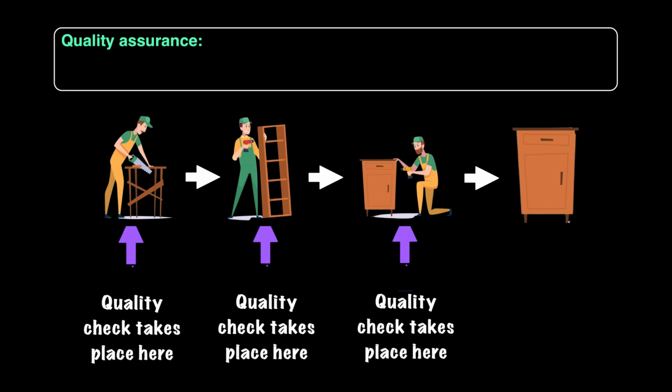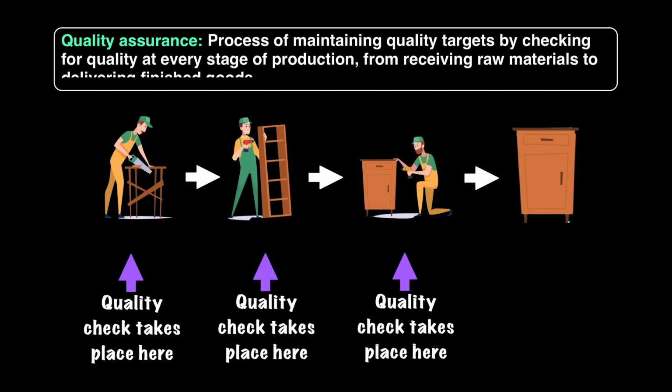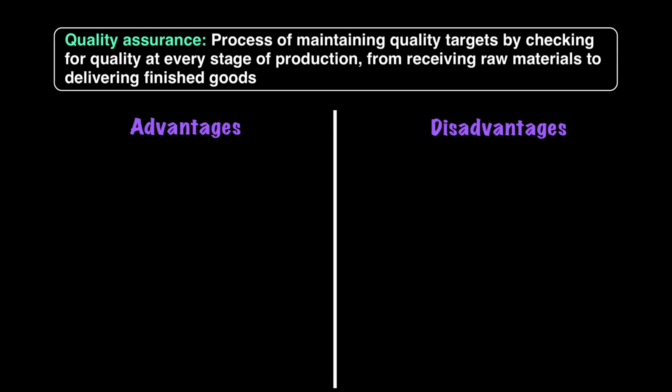So what is quality assurance? This is where quality is checked at every stage of production, from receiving the raw materials to delivering the finished goods, so that we can guarantee to the consumers that it is a quality product. So we can clearly see here that quality assurance is the solution to quality control.